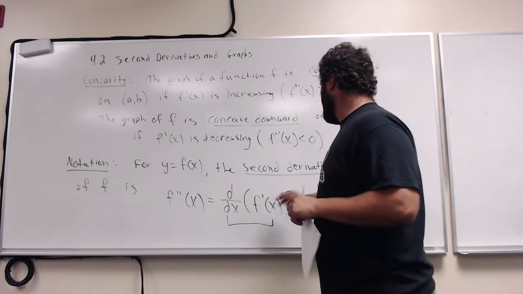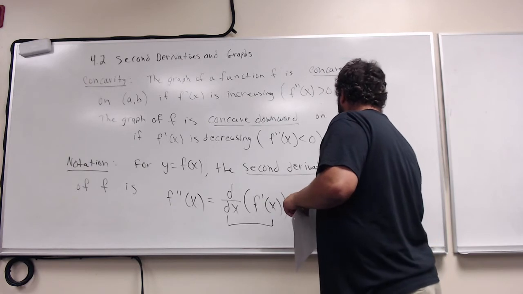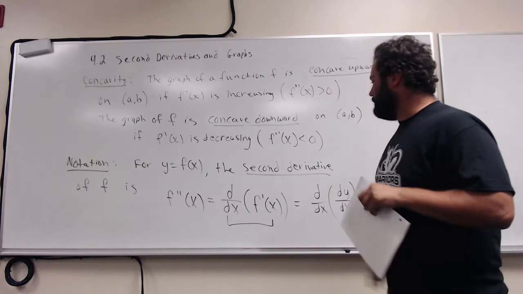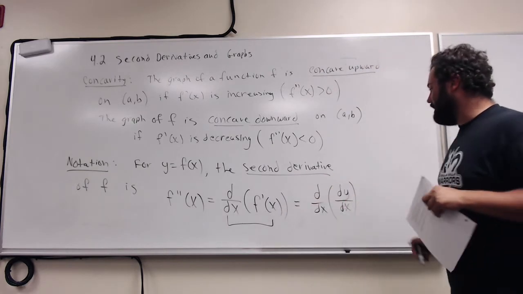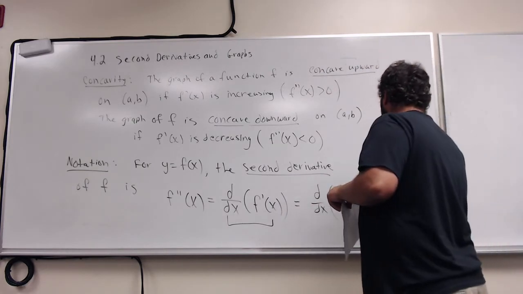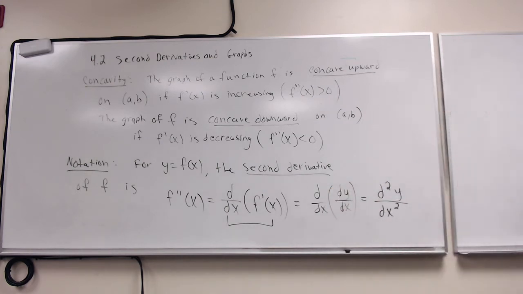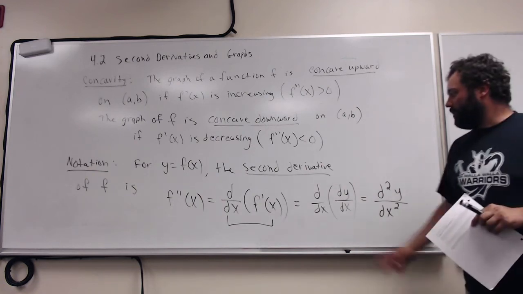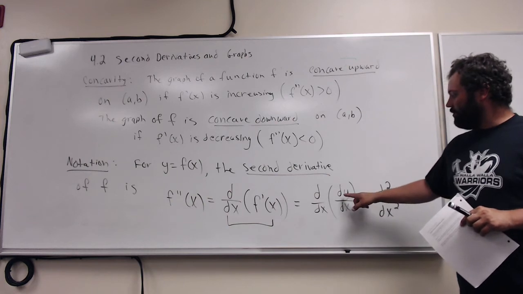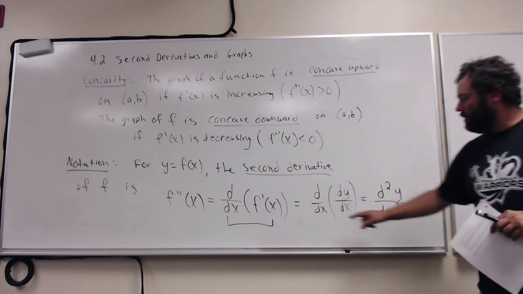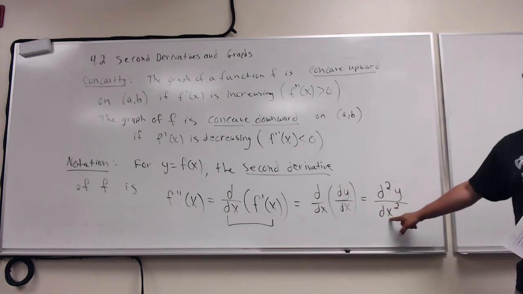But since f prime of x is also written as dy dx, if y is f of x, you can write f prime of x as dy dx. Another notation you can use, though we're not going to use it very much, is d2y over dx squared. Think about it this way: the derivative with respect to x of the derivative dy dx. You're just multiplying the d's to get a d squared, and dx times dx is dx squared.